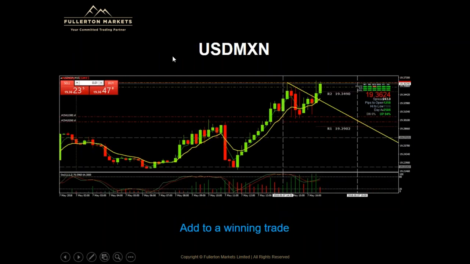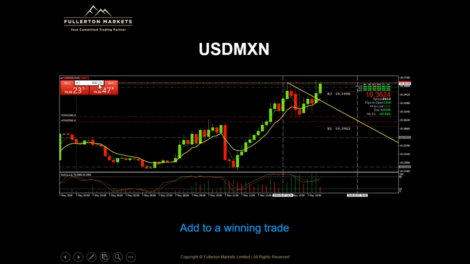This is again the US dollar Mexican peso, and this is a live trade that I made just the other day, and I wanted to do the screenshot when I had the trades open. You can see the lines here. I've got two trades there. Now, what I'm talking about here, this is the next thing you need to write down. You add to a winning trade. Add to a winning trade.